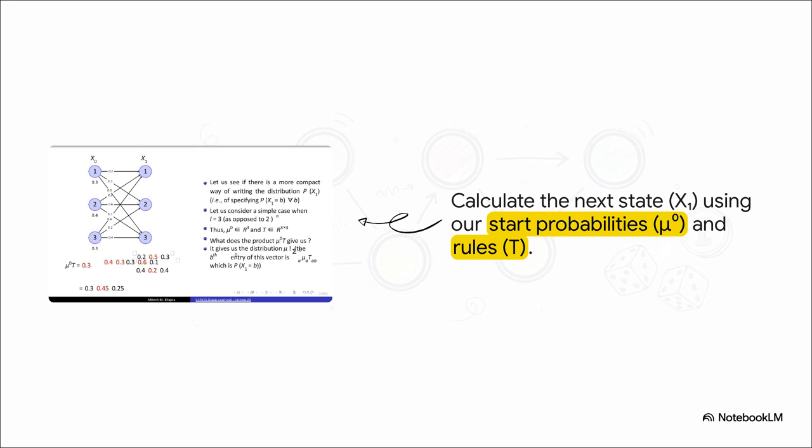Okay, look closely at the screen now. We have everything we need right here. We have our system with 3 states. We know where we are starting. That's our mu0 vector at the bottom, which says there's a 0.3 chance of starting in state 1, 0.4 in state 2, and so on. And we have our rulebook, the transition matrix, which is just all those probabilities written on the arrows. Our job is to find the probabilities for the very next step.